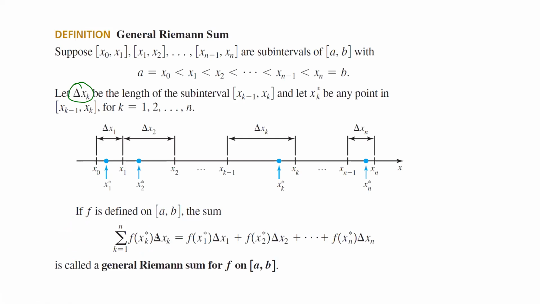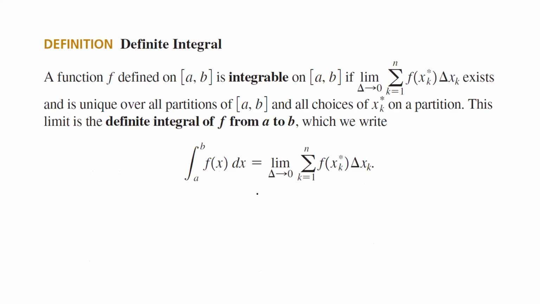Here, the Riemann sum looks exactly the same. The formula is the same. The only difference now is that these delta x's are not necessarily the same for each rectangle. So here you could have rectangles with different widths. By defining the general partitions that way, we get this more technical definition of what a definite integral is.